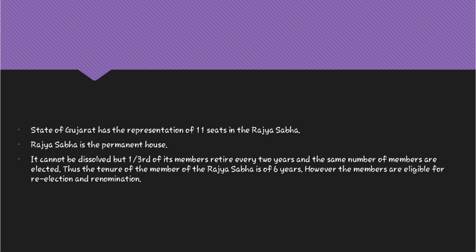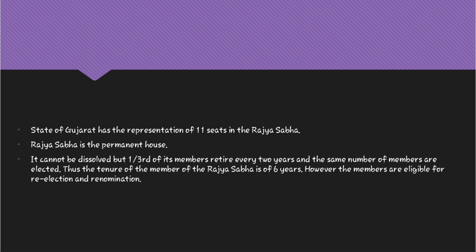1/3 of its members retire every 2 years. That is, the period is 6 years. Every 2 years, those who complete 6 years retire. That is 1/3 members of it will be retiring every 2 years. And the same, the one who retires, another will come in that place. Same number of members are elected and the tenure of the member of the Rajya Sabha is 6 years. But the tenure of the member of the Lok Sabha is 5 years.